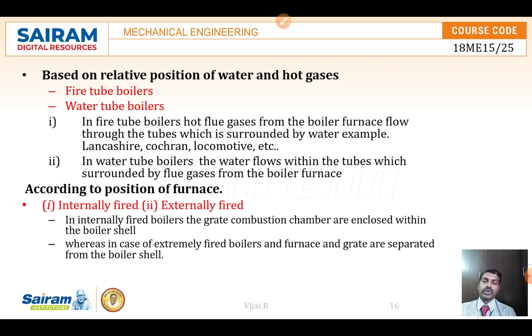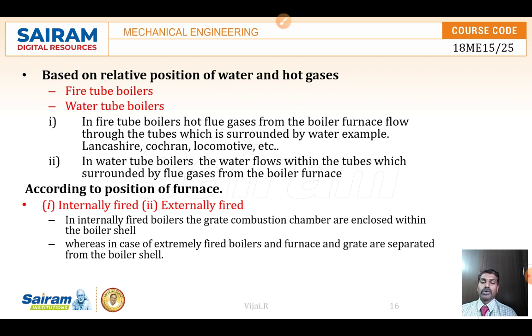We are going to divide them into two categories: one is fire tube boilers, another is water tube boilers. In fire tube boilers, the hot flue gases pass through tubes, and the tubes are surrounded by water. The water gets the heat from the tubes and becomes steam. That is what fire tube boilers are. In water tube boilers, water is filled inside the tubes, and they are surrounded by the hot flue gases.